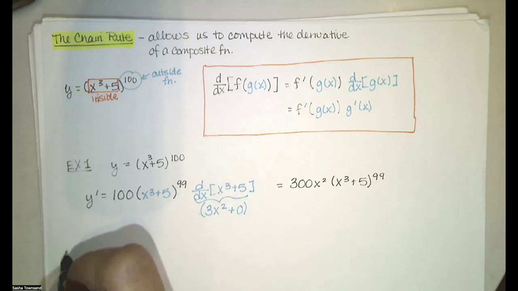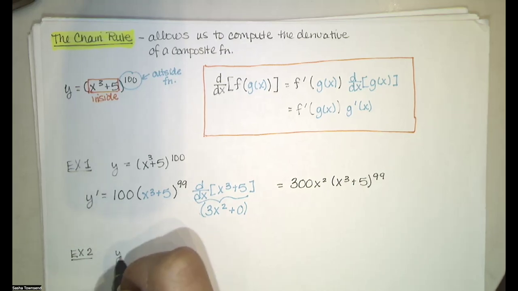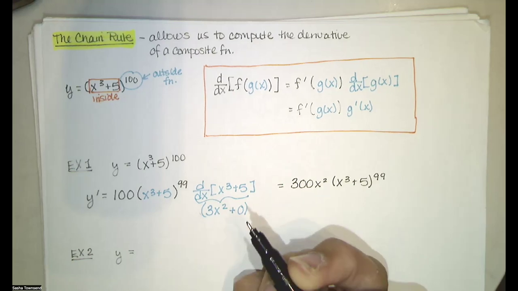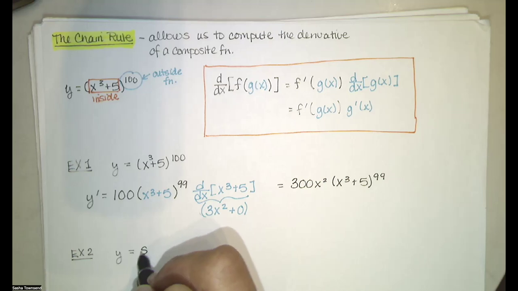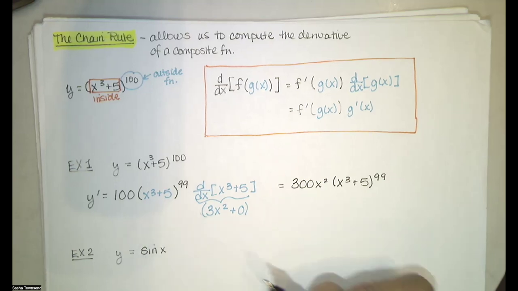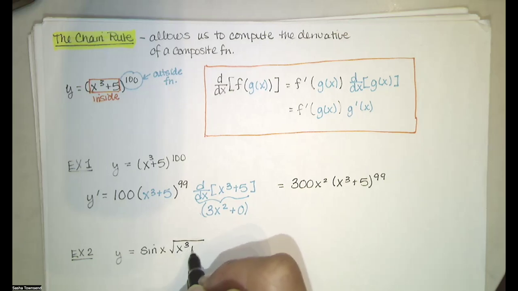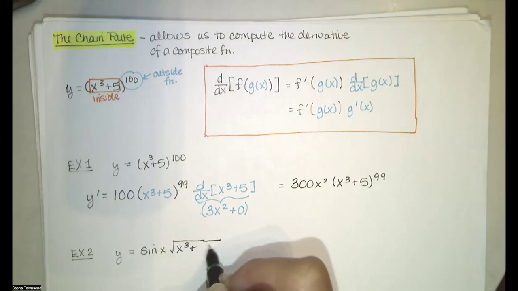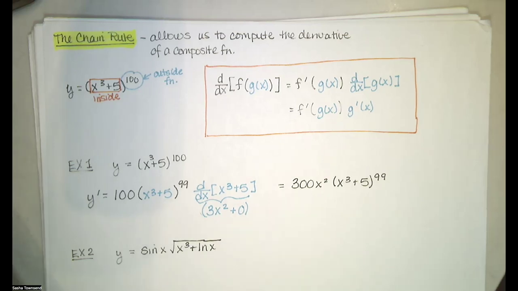So here's another example. Now remember, every time you're doing a derivative problem, you always just ask yourself, do I have a rule for that? So I've got y equals sine of x times the square root of x cubed plus, let's say, natural log of x this time.